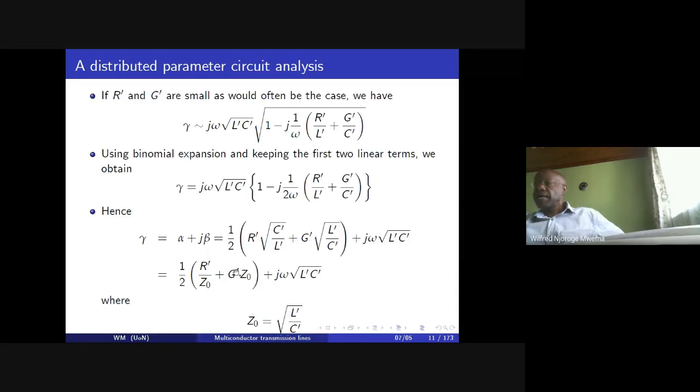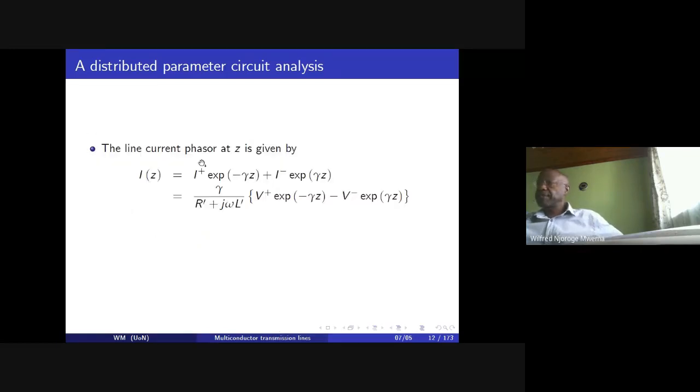And here I saw that many of us don't know how to make analysis or analogies, especially for the fourth question in the exam. Nobody could get the equivalence of parameters, okay? All we are saying is that if we compare, then the real part of this, that is alpha, is just going to be given by a half R prime over Z0 plus G prime multiplied by Z0. And beta must therefore be given by omega root L prime C prime.